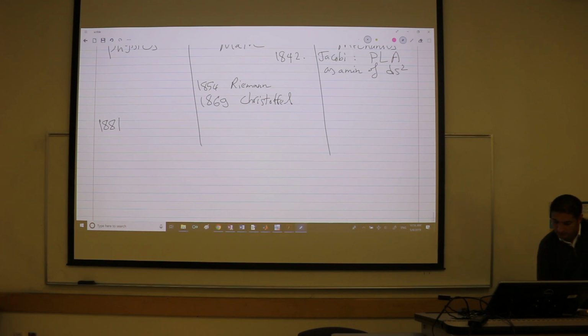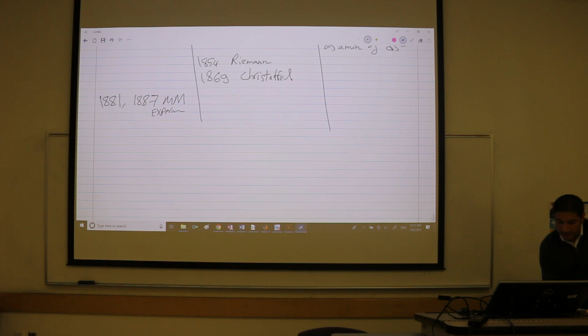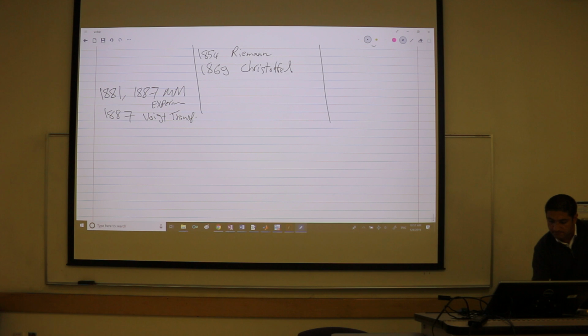1881 and 1887, Michelson-Morley experiment, right, that we talked about today. 1887 also, Voigt transformation. 1889, this is Darboux, book on geometry of surfaces, where he wrote clearly the geometry of mechanics. 1899, the work of Ricci and Levi-Civita.